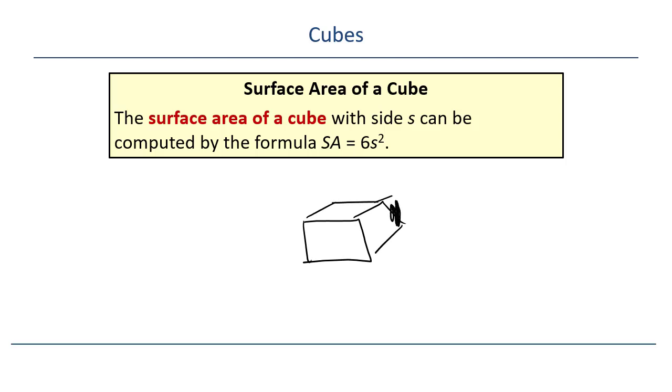This area is the same as that area, is the same as that area. So that's why it's going to be 6 times something, because there's 6 sides. And because it's a cube, every length is the same, so this is x and this is x. So the area of this is x squared, so 6x squared. They just call it 6s squared, s for side.